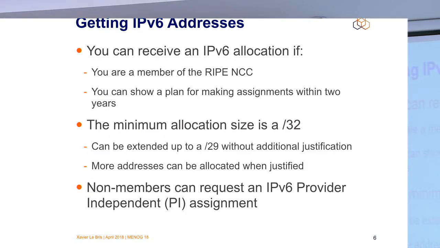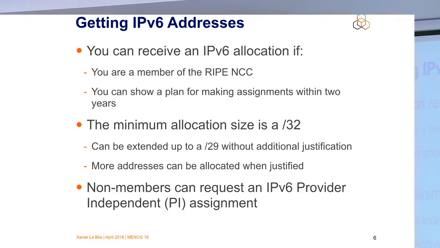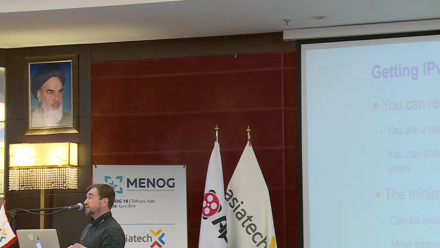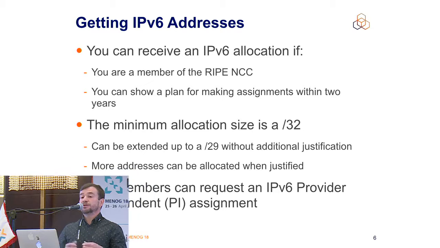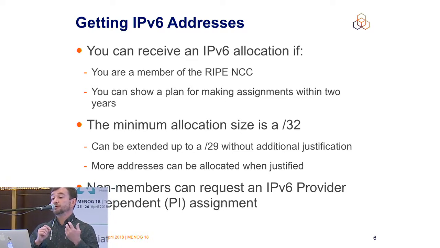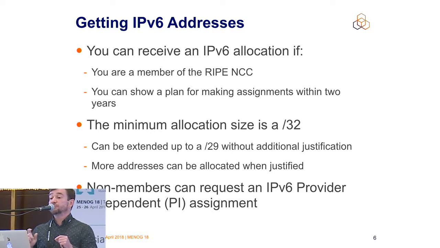Now, if we look at getting IPv6 addresses, what you need is to be an LIR and have a plan, basically, to make assignments in the future. That means having, for example, a plan to distribute address space inside your network. That could be, for example, a test lab. At the end of the day, what is really important is that you get this allocation to be able to start to practice. Because don't forget one thing: with the deployment of IPv6, you're going to need to start now, and it's going to need an average of 2 years to be deployed.